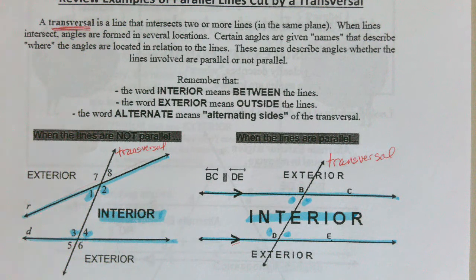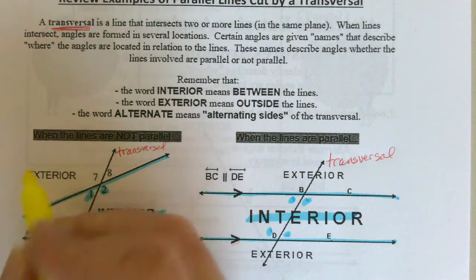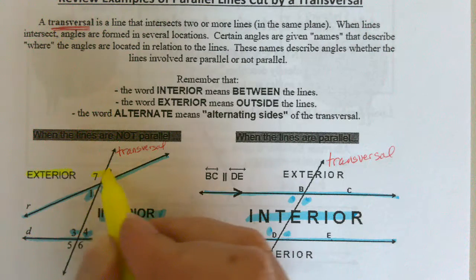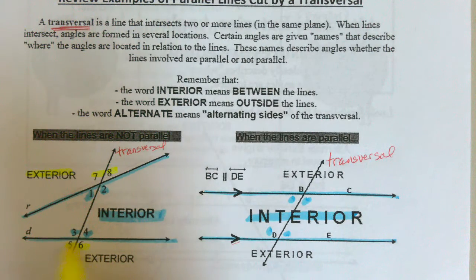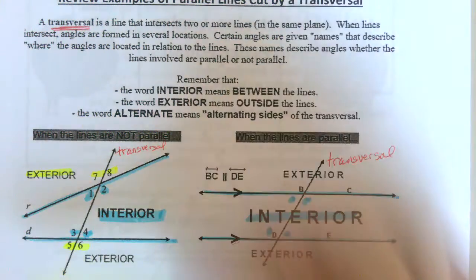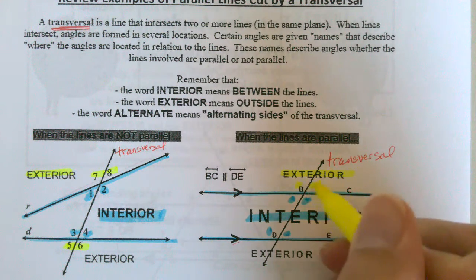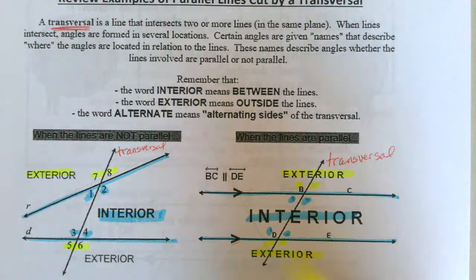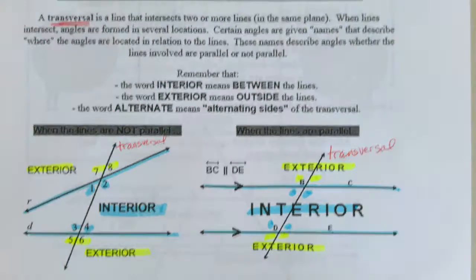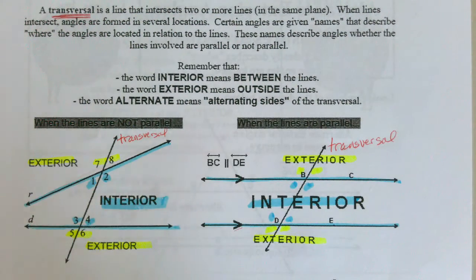Now, anything outside are exterior. So these outside of the lines, they're pushed outside of the lines, up and out. Those are considered your exterior. So this little angle here and here, those are all outside, so they're exterior. Because we're going to use those terms.